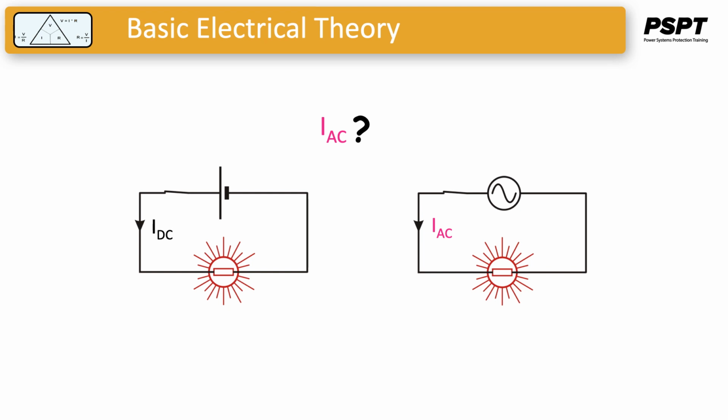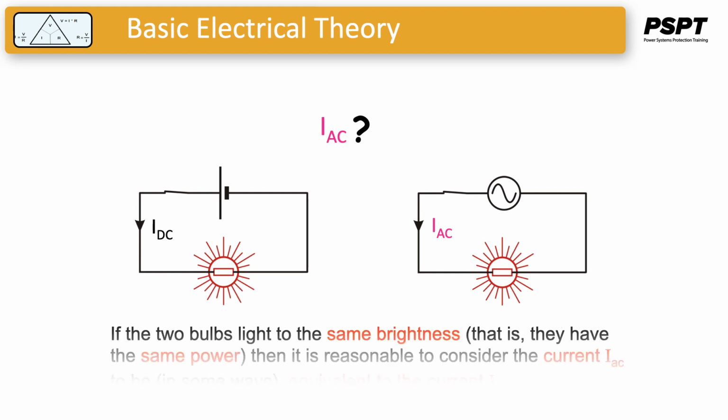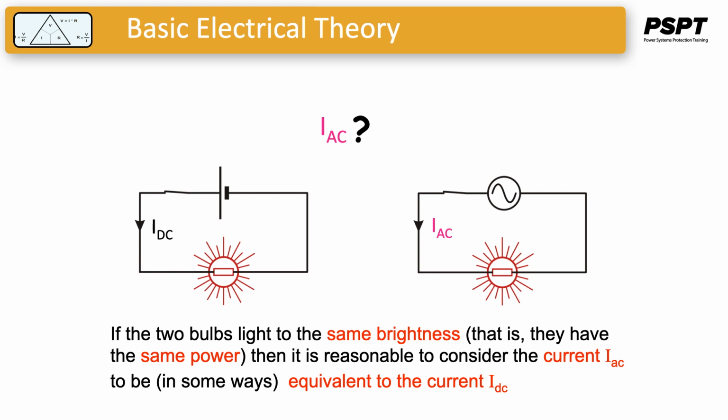So we now ask ourselves, what is that AC current? We can come to the conclusion that if the two bulbs light to the same brightness, that is, they draw the same amount of power, then it is reasonable to consider the current I AC to be in some ways equivalent to the current I DC. So, what is that value of AC? It would be useful if there was some meaningful way to calculate it. So let's go there.